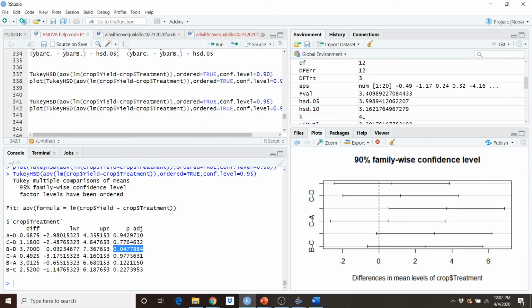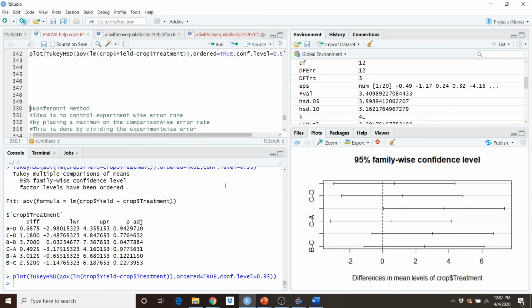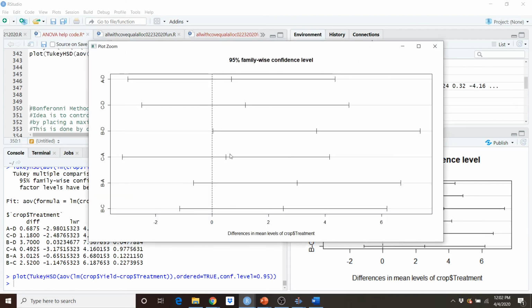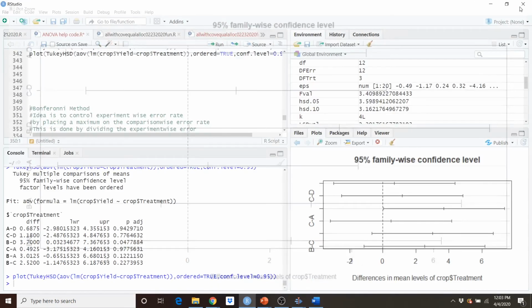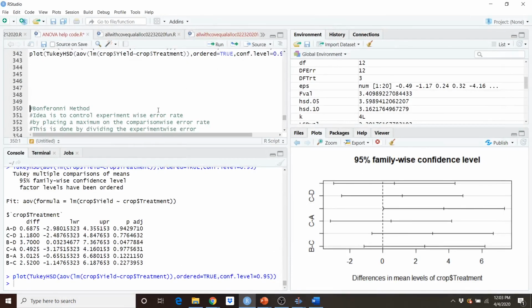So what would this look like if we plotted it? Well, now notice A minus D, C minus D, C minus A, B minus A, and B minus C all contain 0. However, notice now that our B minus D comparison, our interval almost gets to 0. However, 0 is still not in the interval. Therefore, these are different. Okay, that's it for our discussion of Tukey.